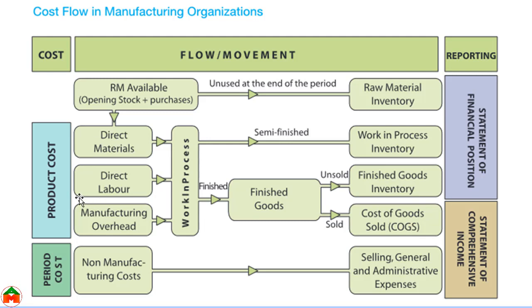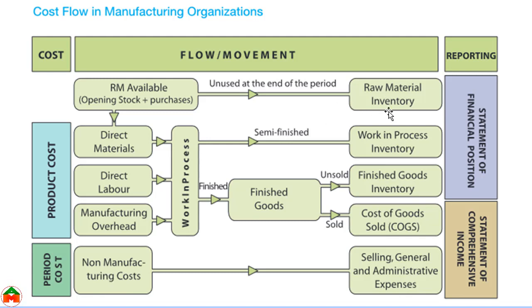So these are the parts of product cost: direct material, direct labor, and manufacturing overhead. On the other hand, there are some costs that are related to time or period. Generally, those costs are known as non-manufacturing cost. As for example, selling expense and general and administrative expense are known as non-manufacturing cost.